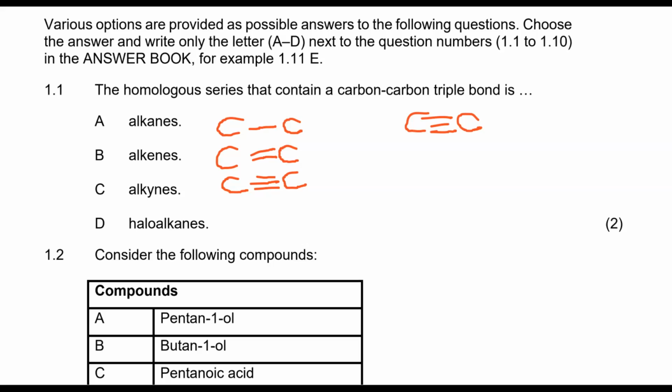Haloalkanes, you're looking at halogens. So you have your carbon and a single bond to a halogen. It could be a chlorine or a bromine, any halogen. So when we're looking at halogens, we're looking at group 7 in the periodic table. So the question is asking for a homologous series that contain a carbon-carbon triple bond. That is option C. So the correct option is alkynes. So let's move on to another question.